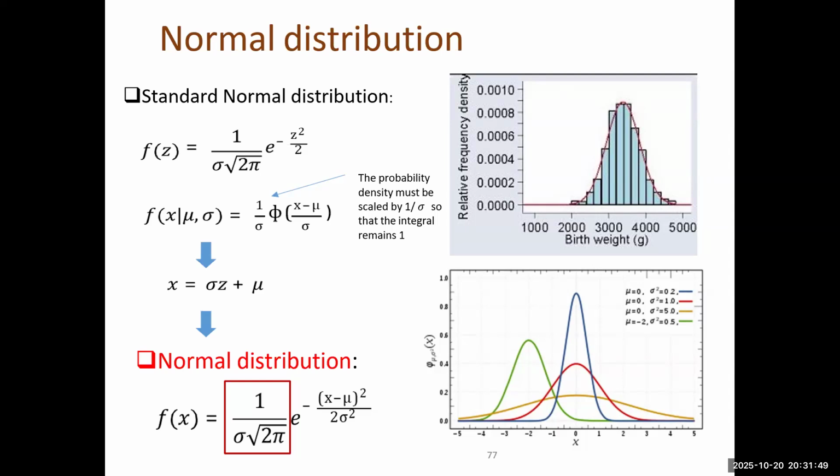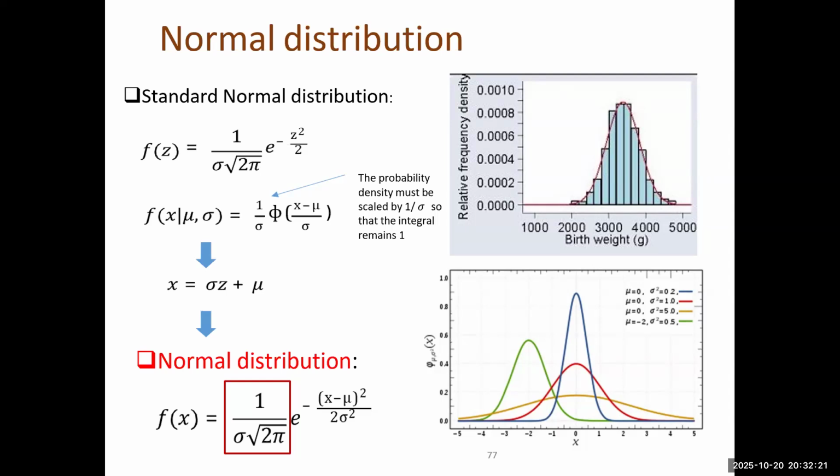The first one is the standard normal distribution. In the standard normal distribution, we have the equation of f(z). In this form, the random variable z has a mean of 0 and a standard deviation of 1. So this is a very convenient standardized reference curve.